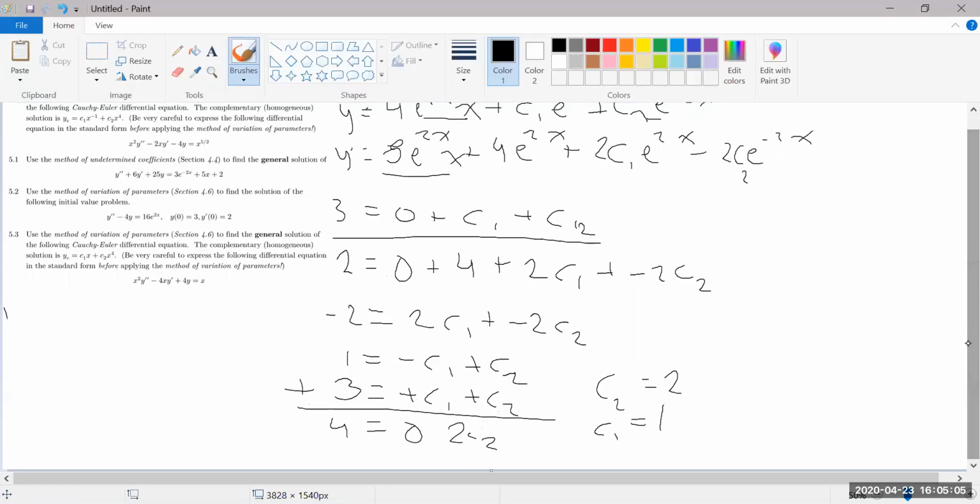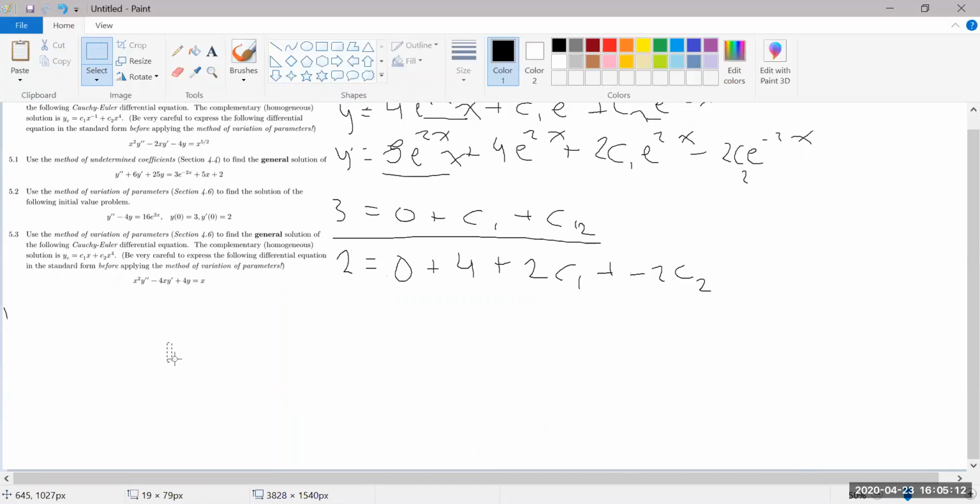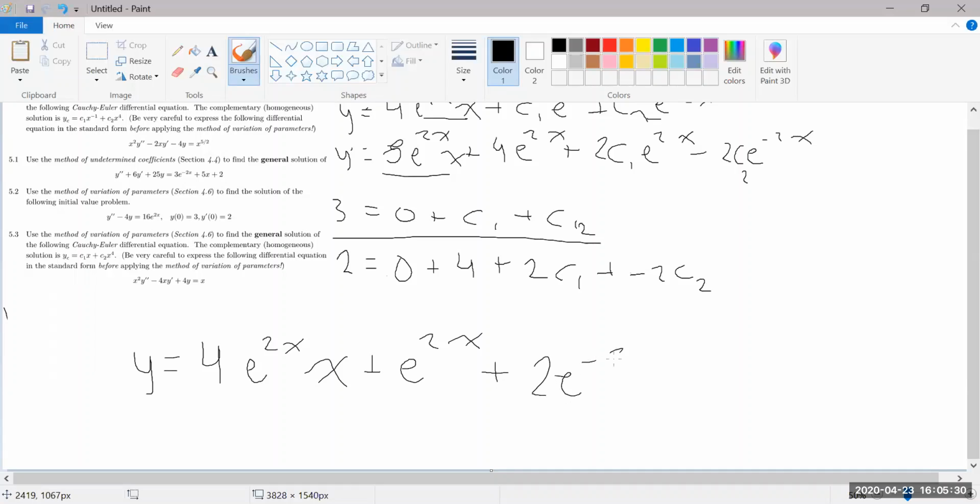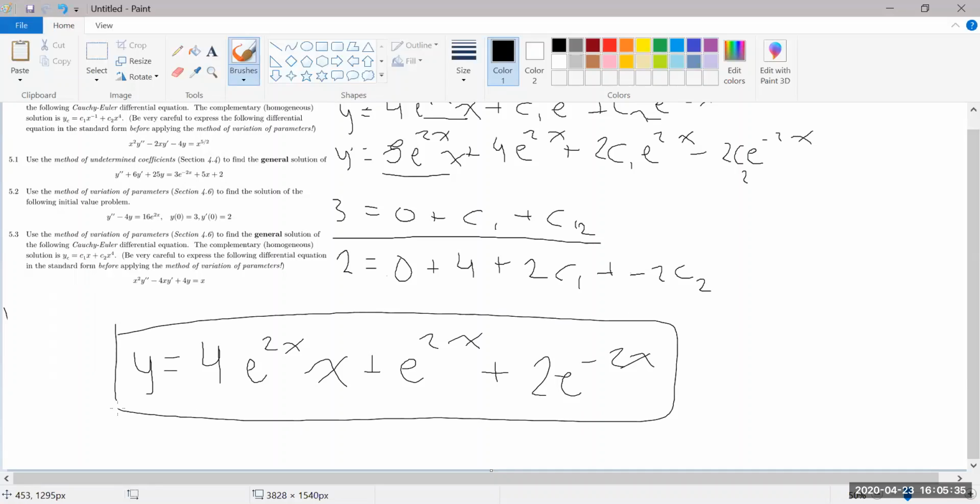Okay, so now that we have those coefficients, we can write out the whole answer, which is y equals 4e to the 2x plus e to the 2x plus 2e to the negative 2x. Okay, and that is 5.2. We'll get rid of this and we can do the last one.